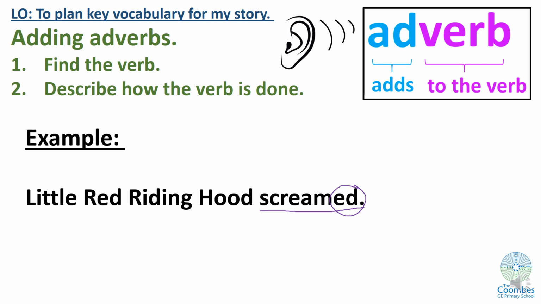Now we need to add to the verb. We need to tell the reader more information about how the verb was done. So how did she scream? Did she scream quietly? Did she scream fearfully? Did she scream loudly? Can you think of any more ideas? How did she scream? I'm going to go for loudly. Little Red Riding Hood screamed loudly.